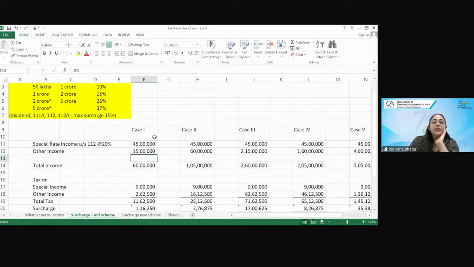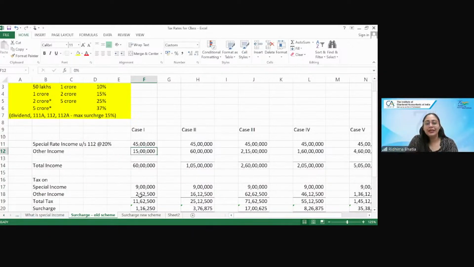Now, suppose the income is 60 lakhs. So I know this is a question of surcharge. Why? Because my income is more than 50 lakhs. How will I start? On 60 lakh income, I have to first calculate tax. First step is calculating tax. How will I calculate tax? On special rate income, special tax. On normal income, normal tax. So on special income, I calculated tax: 45 lakhs at 20% comes to 9 lakh.